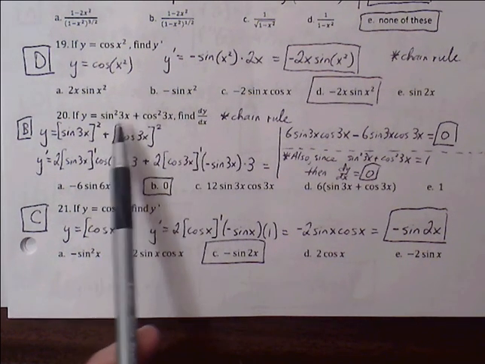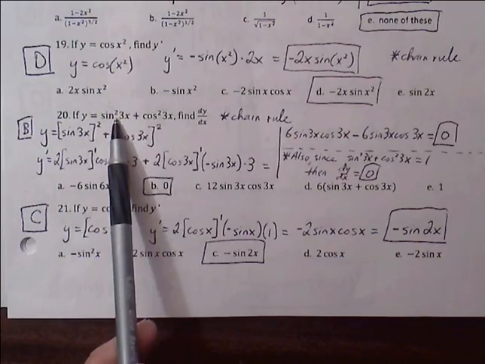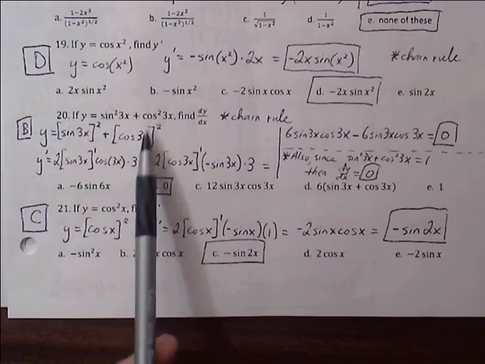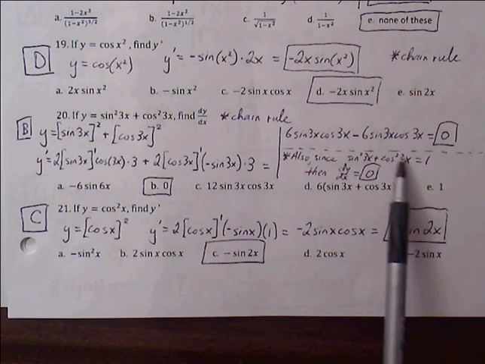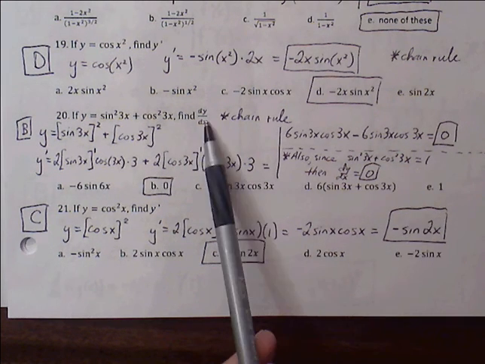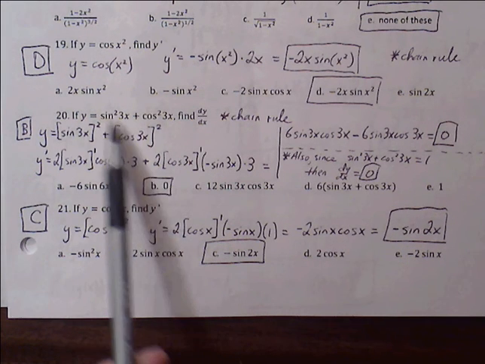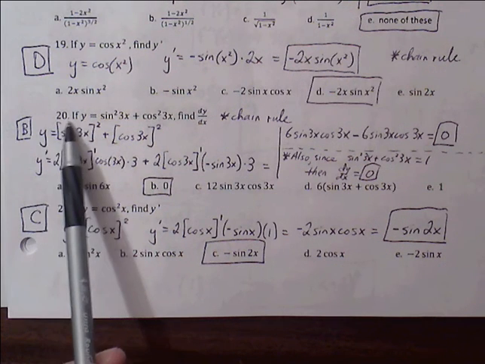Now, if we can recognize this as simply the trig identity, Pythagorean identity, sine squared plus cosine squared equals 1, then we can save a little bit of time because this is essentially 1. And if this is equal to 1, then the derivative of 1 will simply be 0. Okay. But if you didn't see that and you just went through chain rule, you can still get to the answer. So let's go through that step as well.